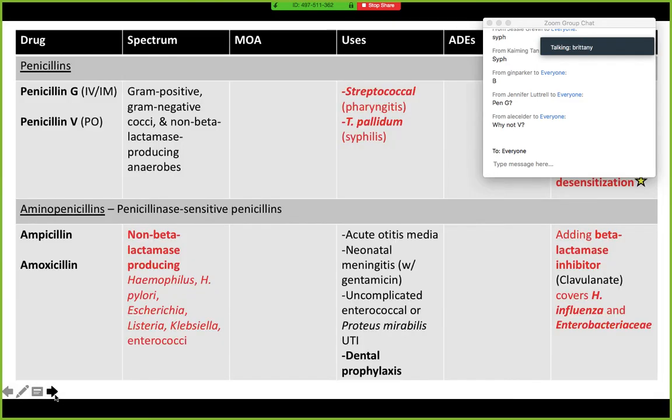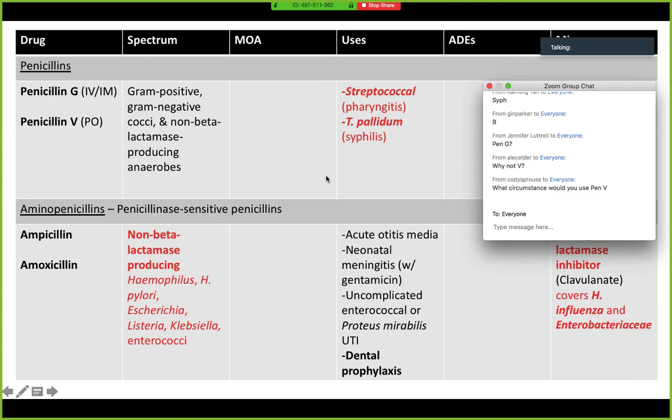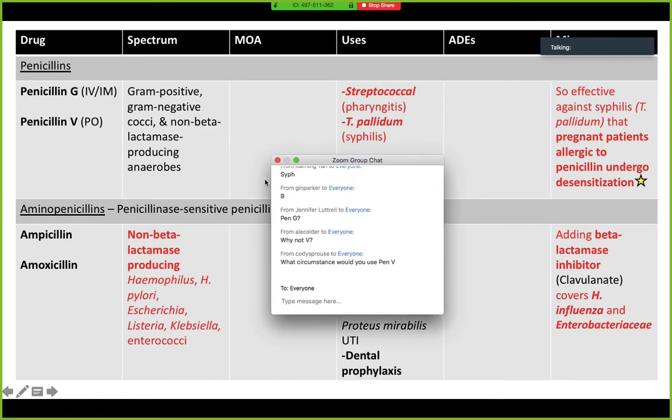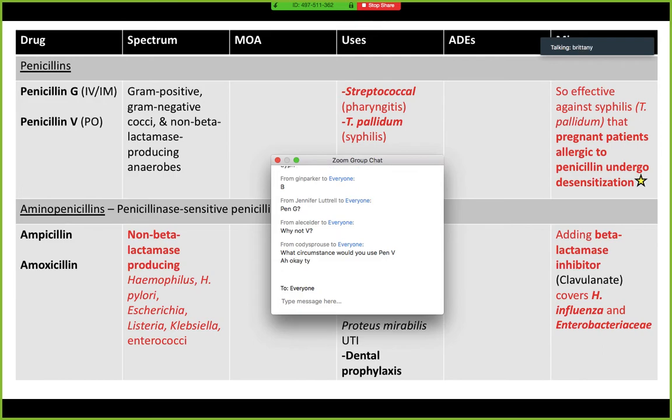Why not B? Hold on just a second here. Okay, so penicillin V, I'm pretty sure it's usually used in strep and it's administered orally. So in order to treat syphilis, you want an IV route. But yeah, penicillin V for strep.